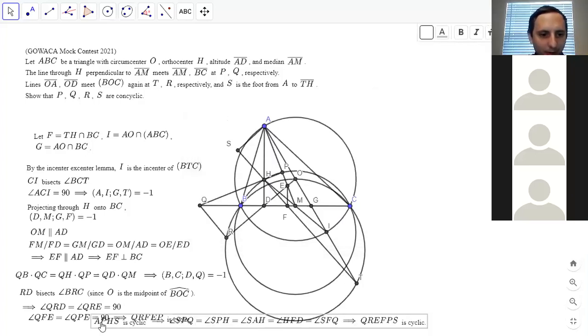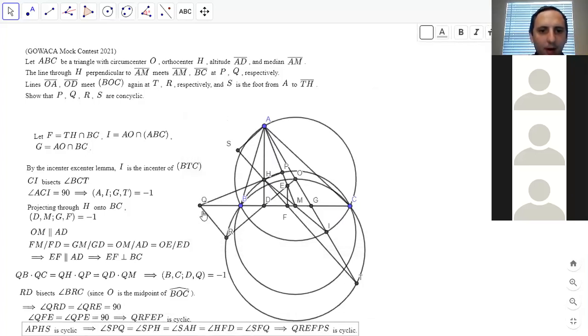A lot of stuff going on here. We use the fact that RD is an angle bisector to show that these are harmonic. Prove that RT, BC, and the tangent at A to ABC are concurrent. Interesting. We'll have to check that out sometime. All right, so I will move on to the next one.